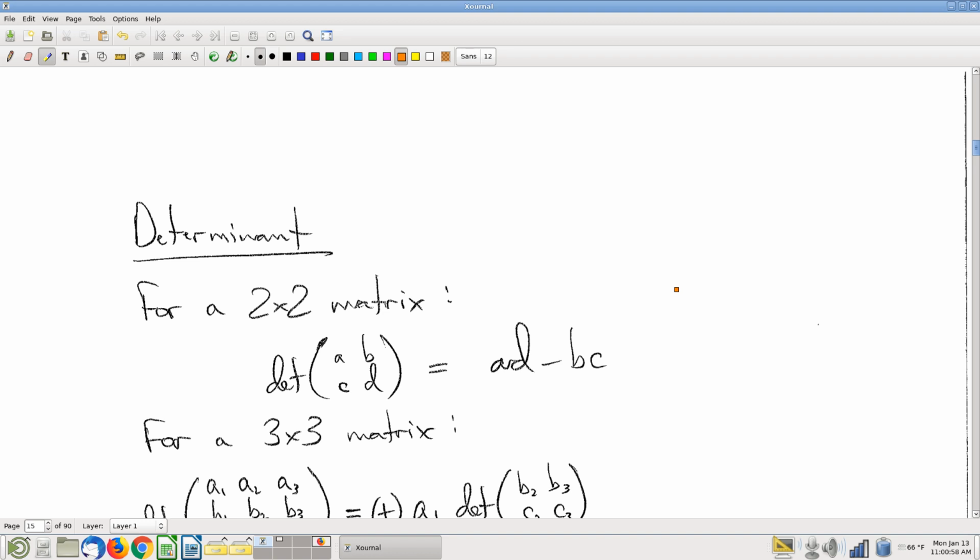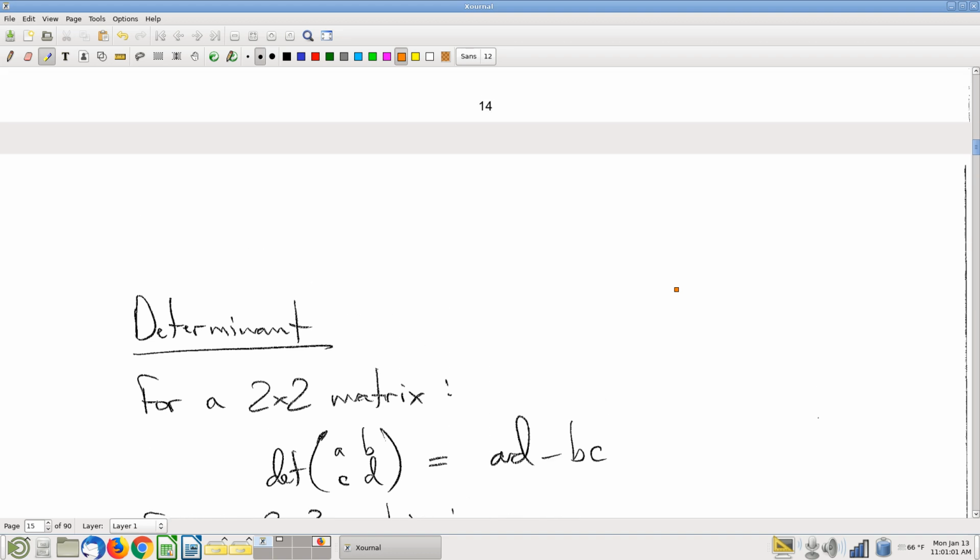Okay, moving along. Let's talk about determinant a little bit. I think everybody here has seen determinant, at least a little bit. If you haven't, no sweat. I'm going to tell you everything you need to know about determinant.